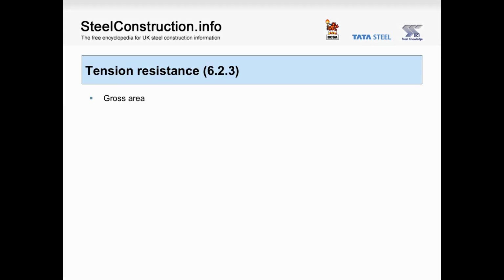The first check then is of the gross cross-section. So we calculate the gross cross-sectional area, and the resistance then is the area multiplied by the yield strength. But because the plate is 20 millimeters thick, which is greater than 16 millimeters thick, we take the reduced strength of 265 newtons per square millimeter divided by gamma m0, and the resistance is 1060 kilonewtons.